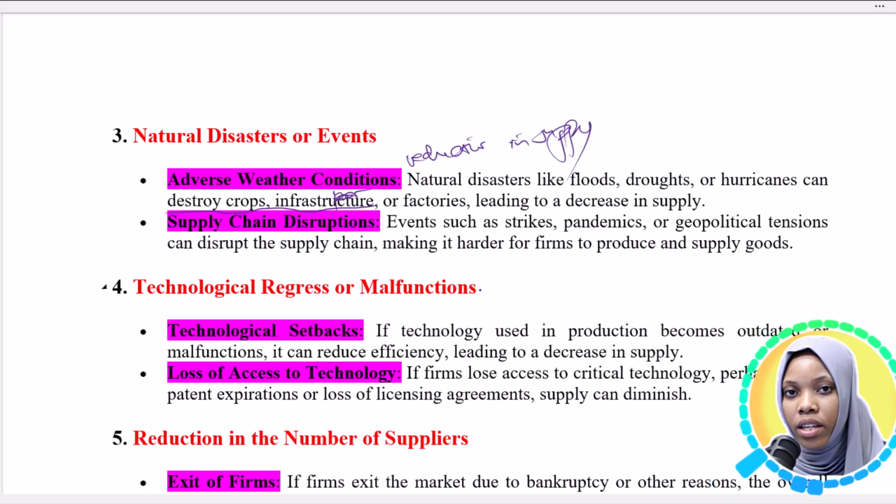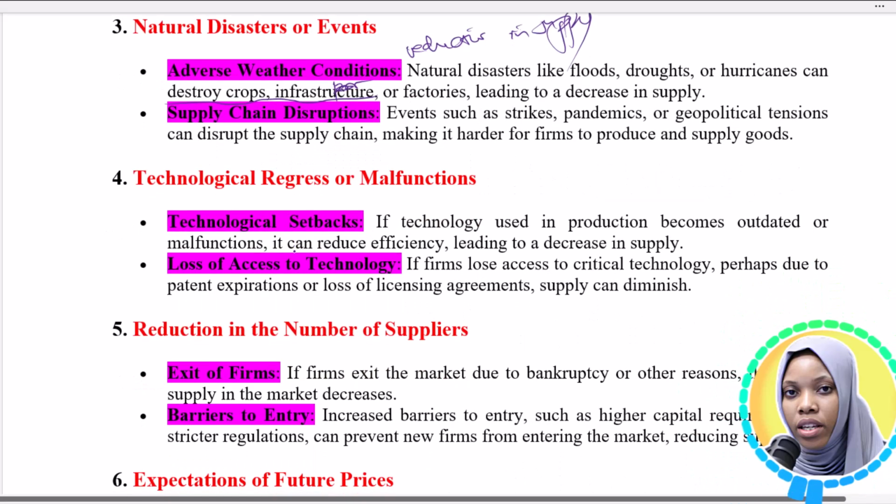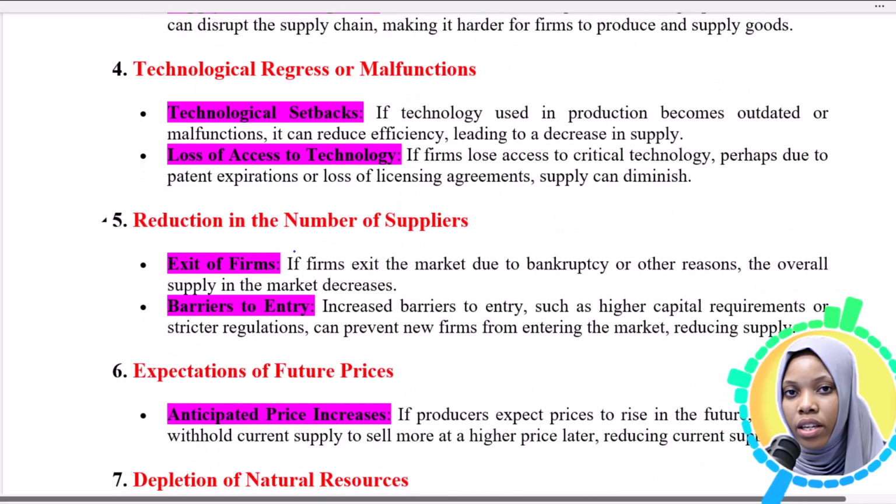Or if factories are destroyed, then it will lead to a reduction in supply. Another factor is supply chain disruptions. Events such as pandemics, strikes, or geopolitical tensions can disrupt supply chains, making it harder for farms to produce and supply goods. Another factor is technological regress or malfunctions.